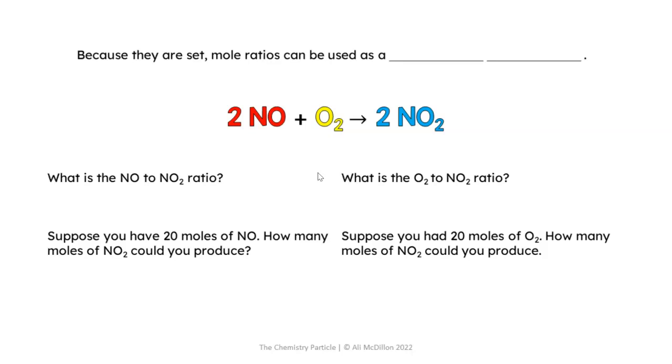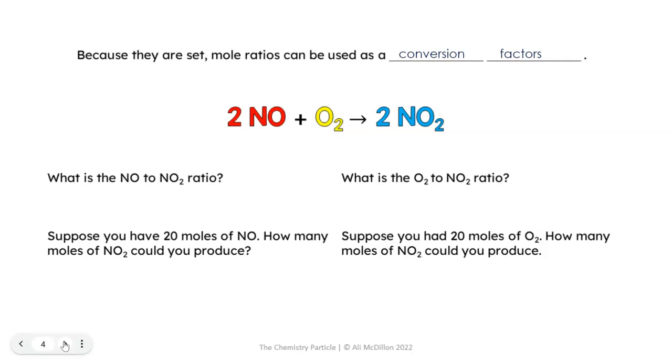Okay, now we can use this to help us solve problems. Because they're set, mole ratios can be used as a conversion factor, right? So this is a conversion factor we can use to determine moles of one substance from moles of another substance, okay?